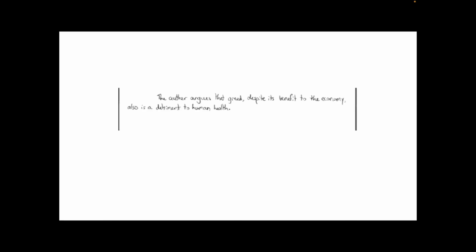So look at this. This person had a perfect score on their argument section, and it's only 1 sentence. It just says the author argues that greed, despite its benefit to the economy, also is a detriment to human health. Now, without knowing the context of this, as you can see, it's just showing you the format. It's not too long, but it's focused, it's sharp, and it cuts straight to the point with no add-ons and just says the author's argument and ends it. And that's all you really need. It doesn't have to be 3 sentences, 4 sentences. It should just be the author's argument with nothing less and nothing more.